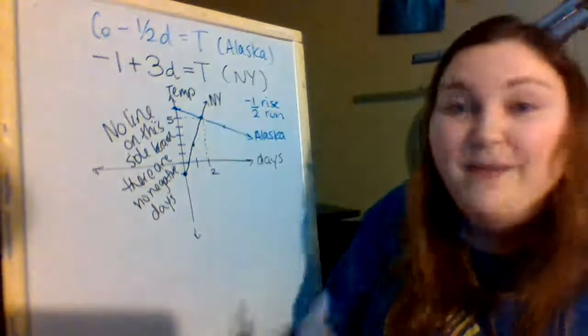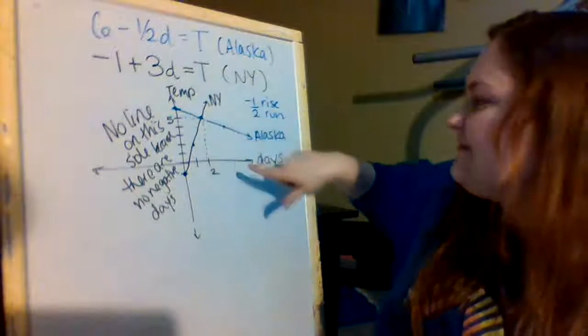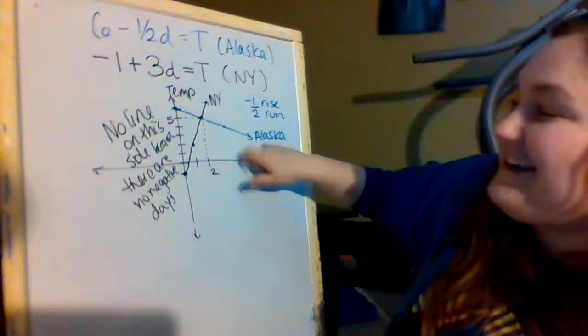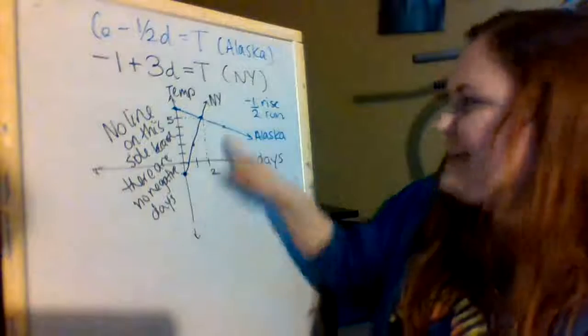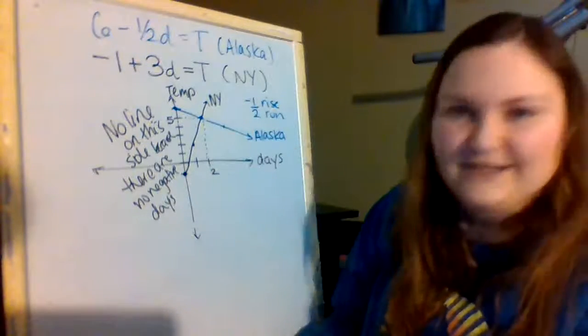So that point there, that magical point, is where those 2 cities, or sorry, I guess we're talking about states, New York State and Alaska State. It's where those 2 states are the same temperature. It's the same day, same temperature. Every other point we were plotting, they're a different temperature.